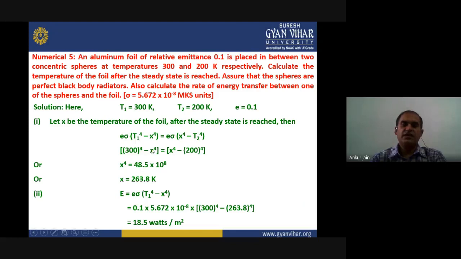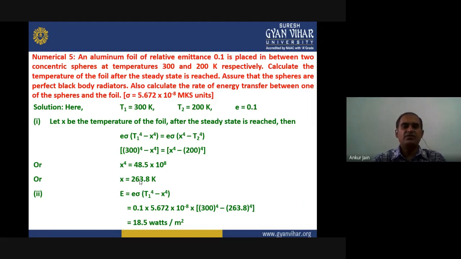From here we can take the X^4 on one side, it will become 2X^4 equals 97 × 10^8. Now if we solve this, we will get the value of X equals 263.8 Kelvin. Okay, this is the temperature of the foil.